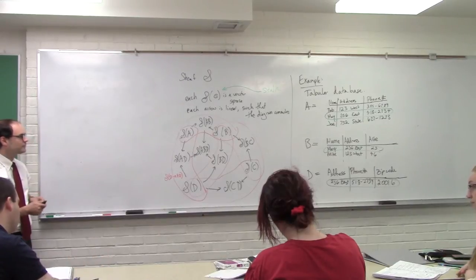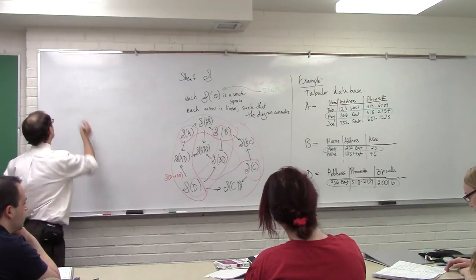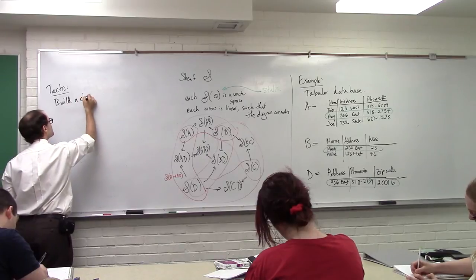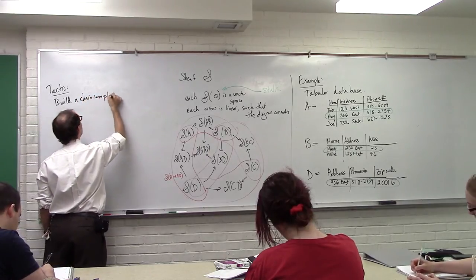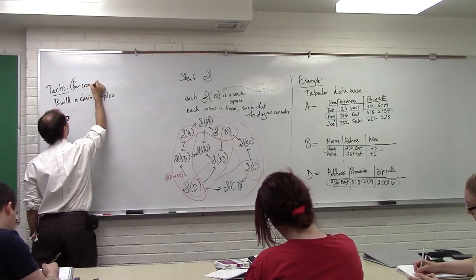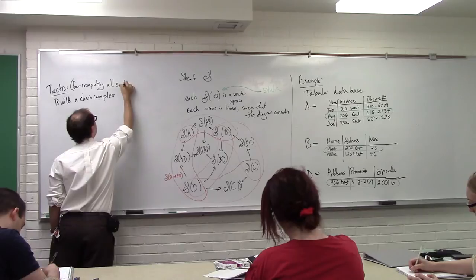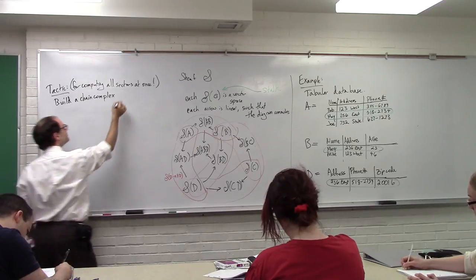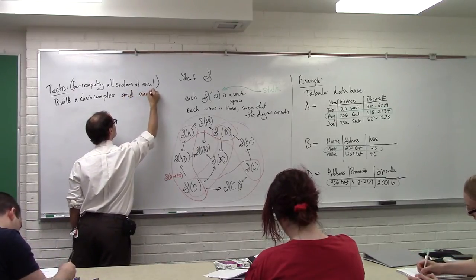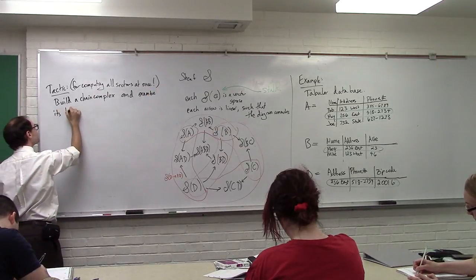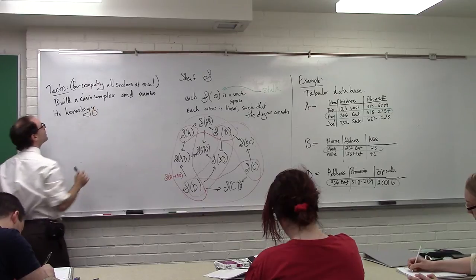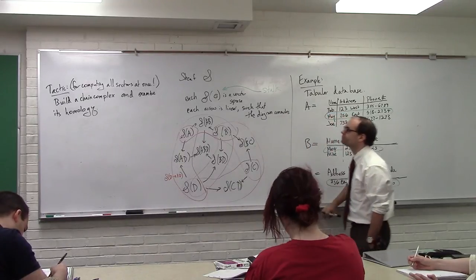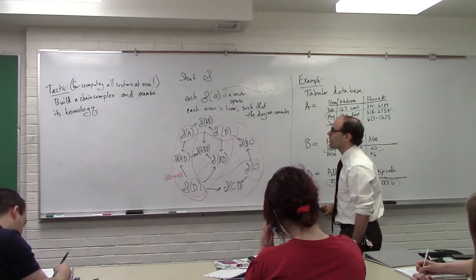And the reason for that is because you built a chain complex. So the tactic: build a chain complex. Tactic for identifying sections, for computing all sections at once. So you build a chain complex and examine it. And the key theorem is that it's in the zeroth level homology. Zeroth degree tells you all the sections.